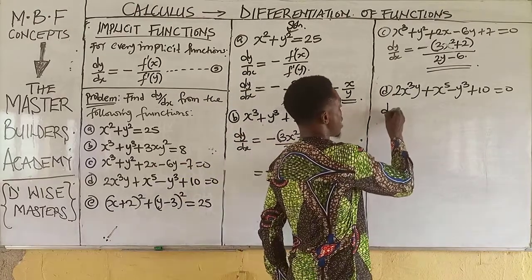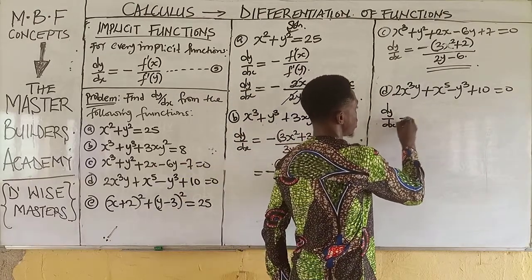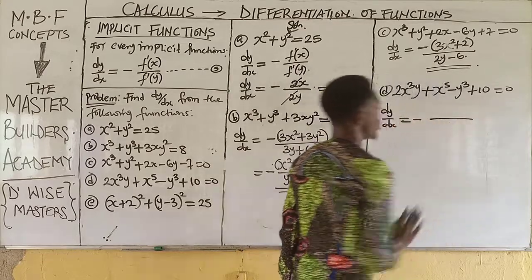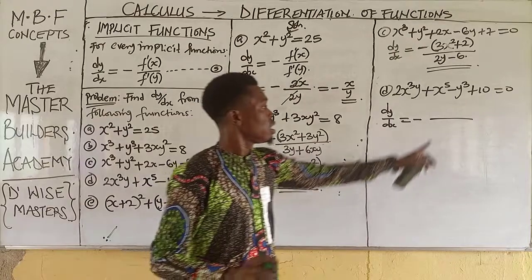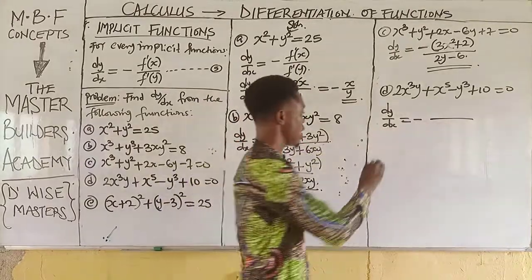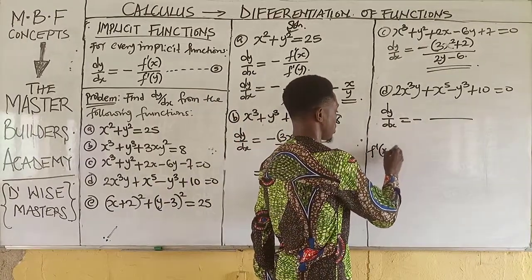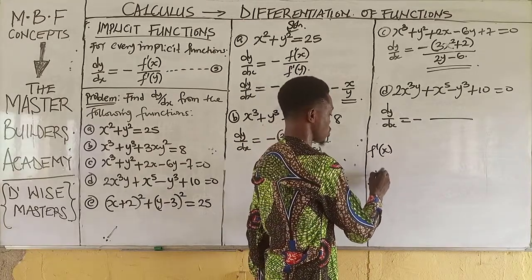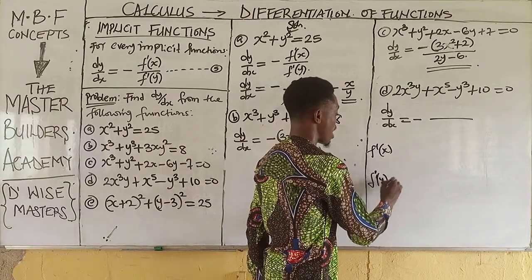We just say that dy over dx is equal to negative numerator all over denominator. So how do I get my numerator? I'll simply differentiate this function with respect to x. How do I get my denominator? I'll simply differentiate this function with respect to y.